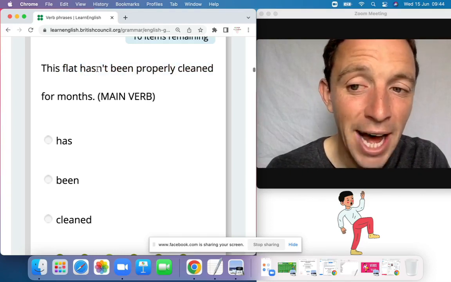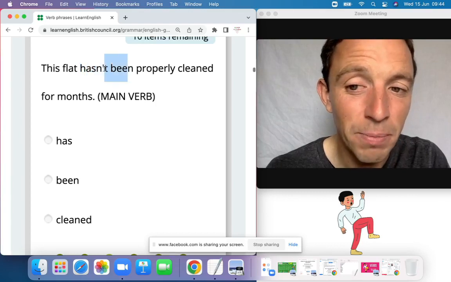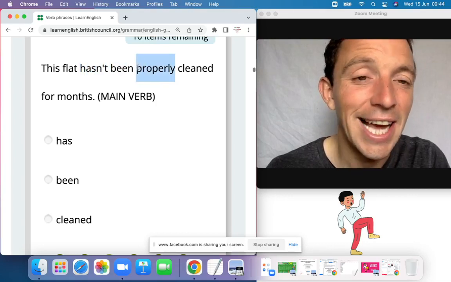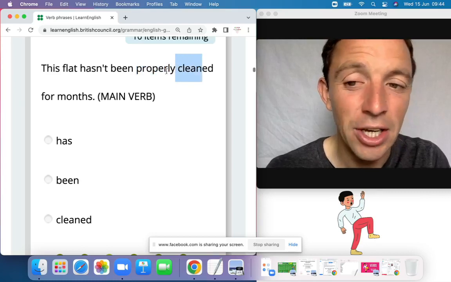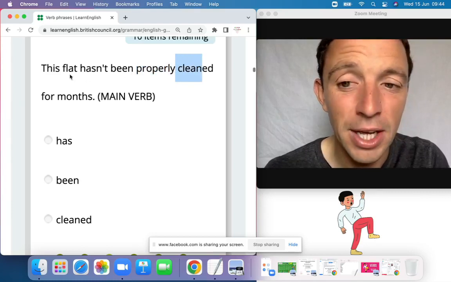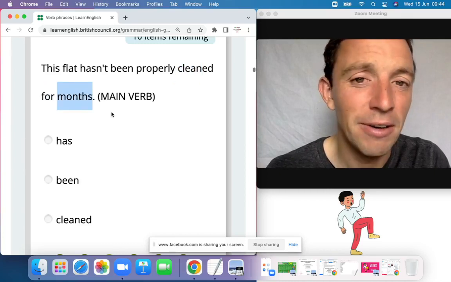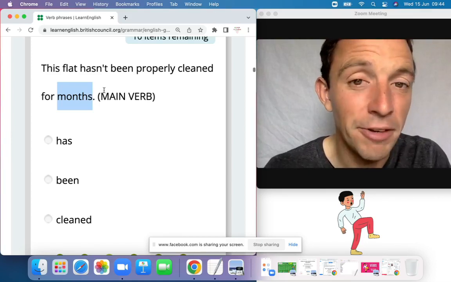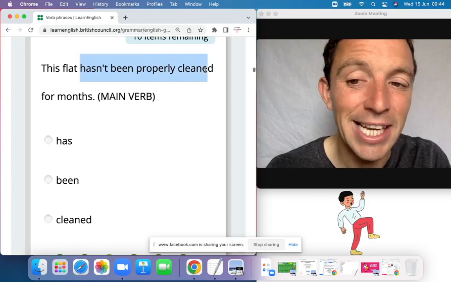We have the verb to have, in the negative, has not. We have the verb to be. Properly is the adverb, like correctly, and the next verb is clean. So we have 3 different verbs. For is the preposition, and months is the noun, for a long time, I think, or maybe an adverb of time, or maybe frequency. So the verbs are to have, to be, and to clean.